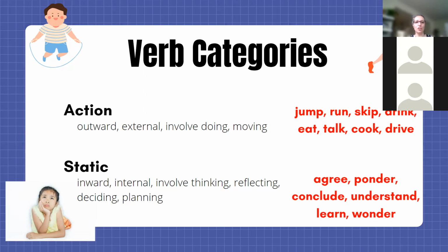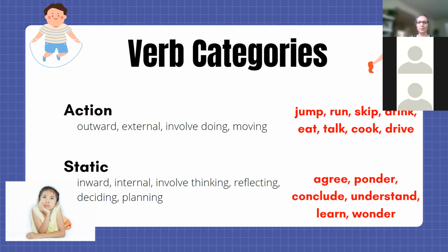The first one is action. This is what we normally tell children: what's the action word? Can you give me an action word? It's outward. You can see it. We usually project it outwards, and it's external. Other people can observe it. It affects other things that can be observed. And it is about doing and moving. So things like skip, run, drive, they're outward actions.